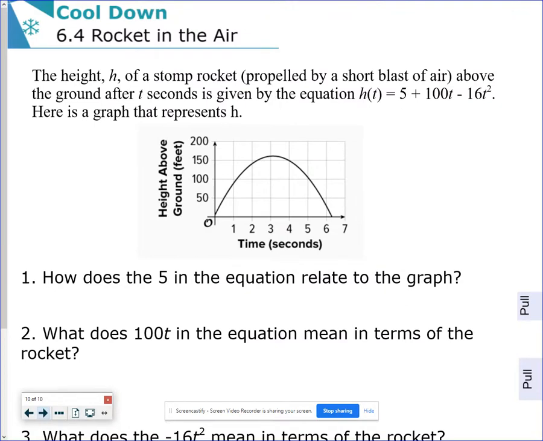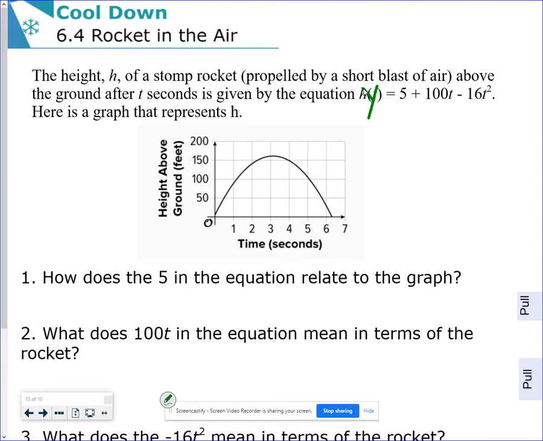Now, this is your cool down that you're going to be doing. And for this, we've got this rocket. So that's where you stomp on a thing and it gets some air in there and it shoots it up into the air. So we've got this equation over here. Remember this h of t, that's really just like saying y, the height.